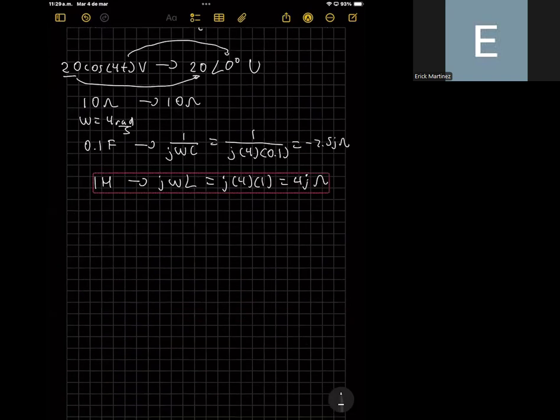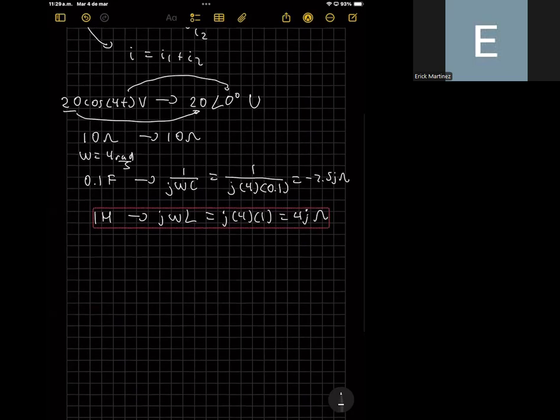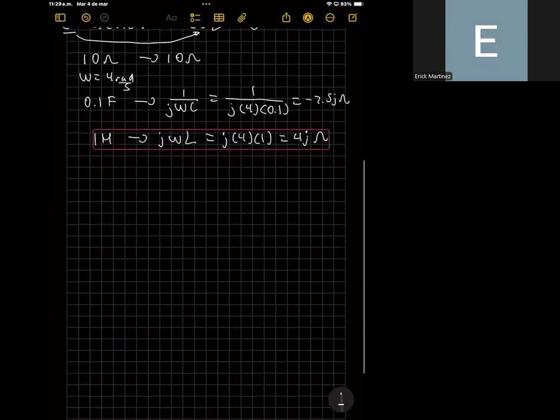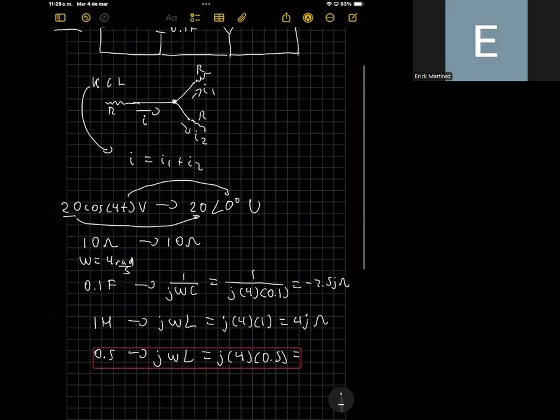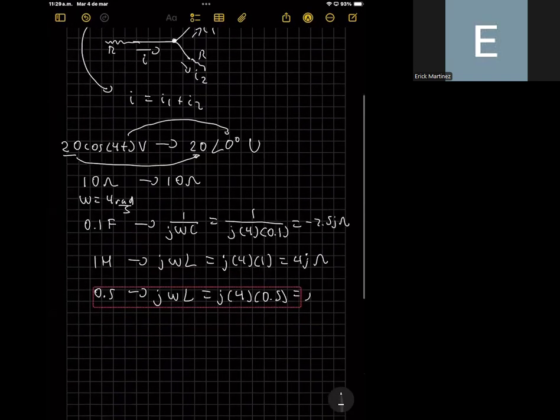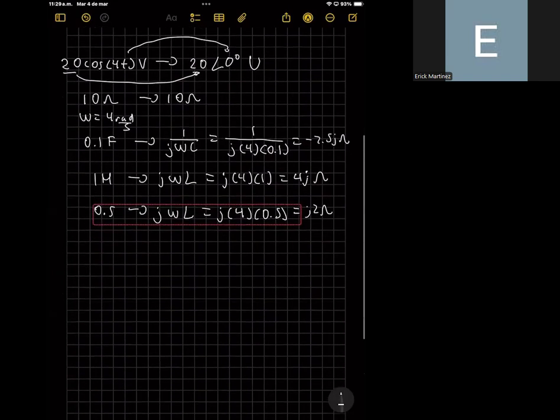Also, we have here the value of the other inductor, that is 0.5, and we convert this into the frequency domain. So this is equal to J times omega times L, that is J times 4 times 0.5. And this is equal to J times 2 ohms.